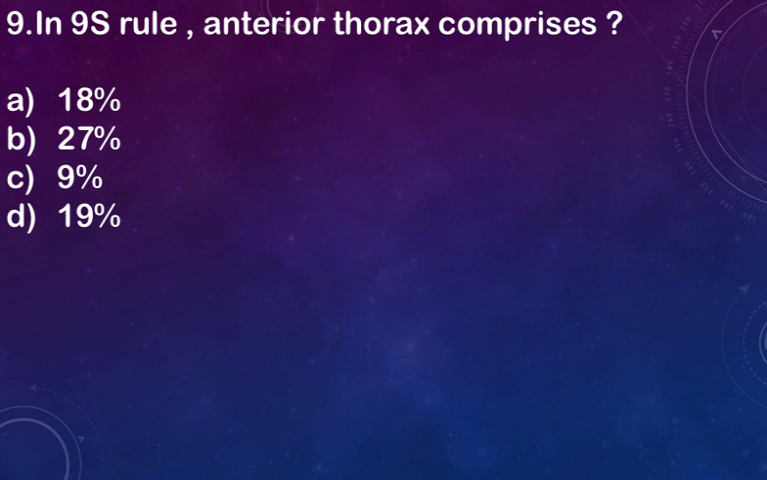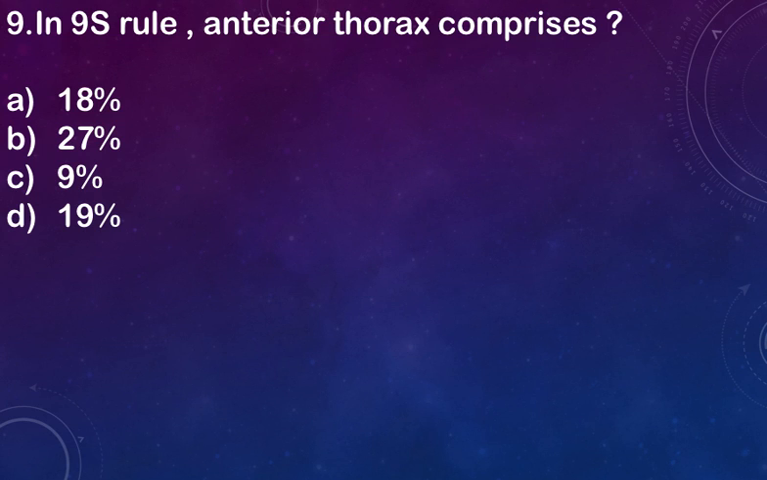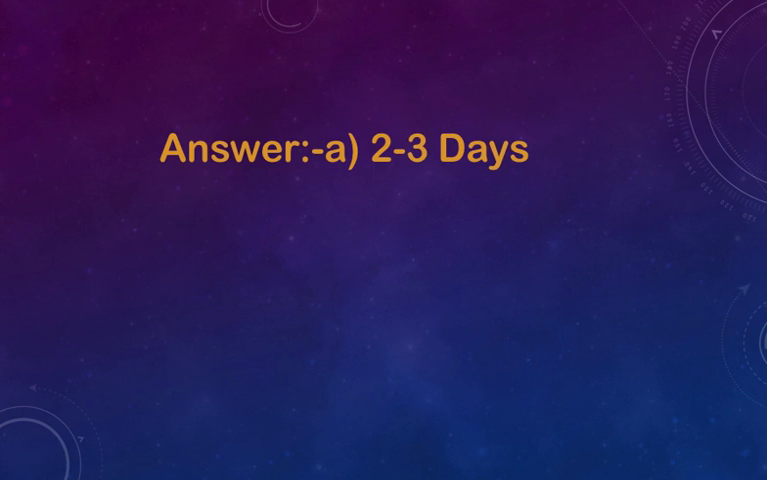Next question, question number 9. In the rule of 9s, anterior thorax comprises option A, 18%, B, 27%, C, 9%, and D, 19%. Right answer is 18%. So in the rule of 9s, anterior thorax comprises 18%.